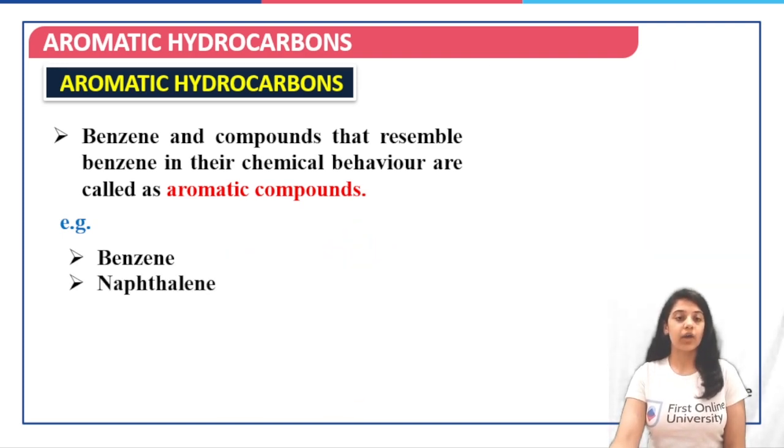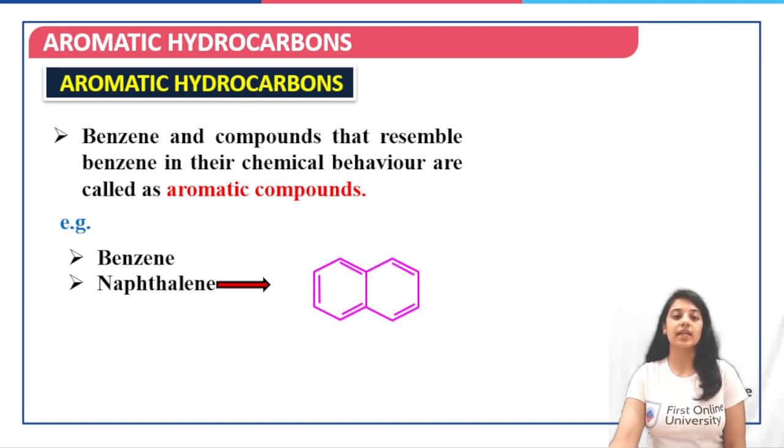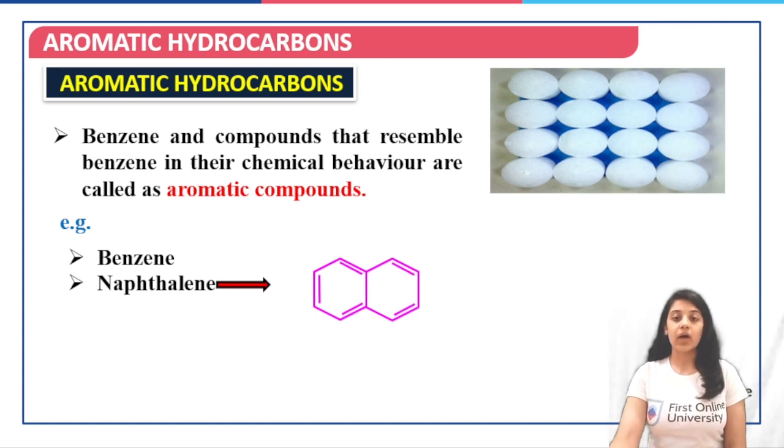The next aromatic compound is naphthalene, which has got two cyclohexane rings with conjugated double bonds. So there are 10 pi electrons. In benzene, we have 6 pi electrons. In naphthalene, we have 10 pi electrons, that is 5 double bonds alternating to each other. This is how naphthalene balls look like.